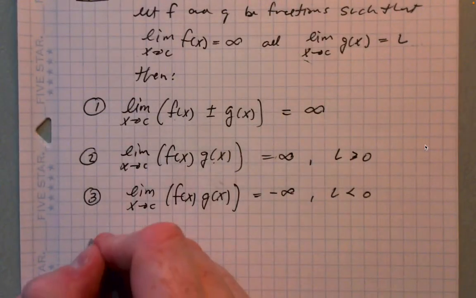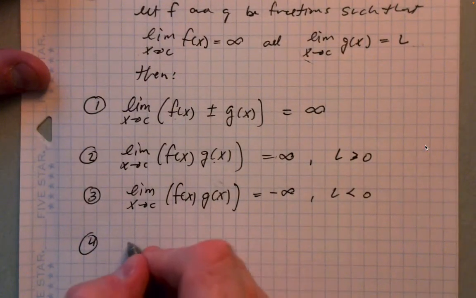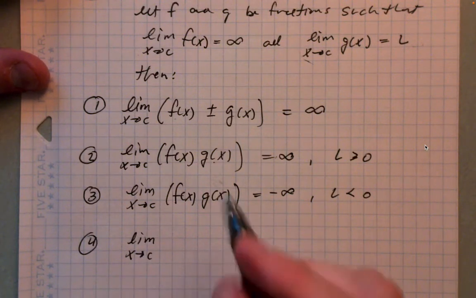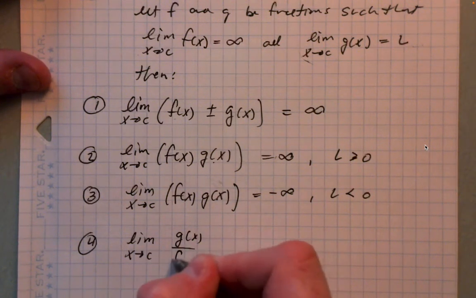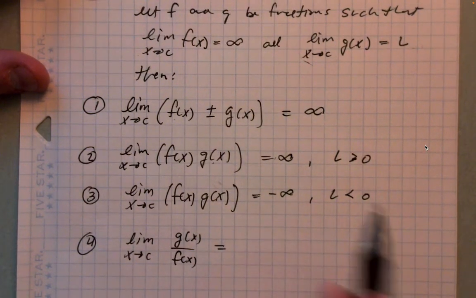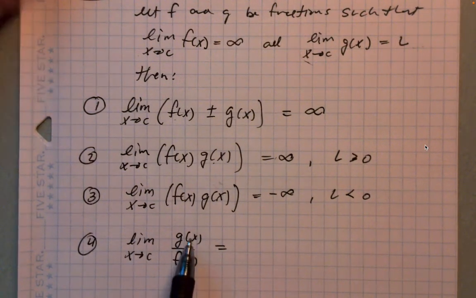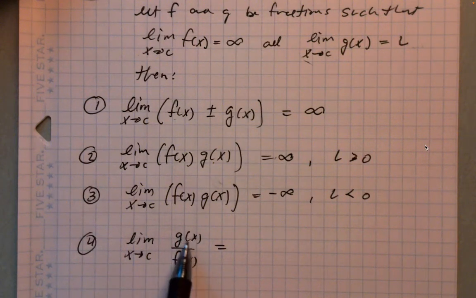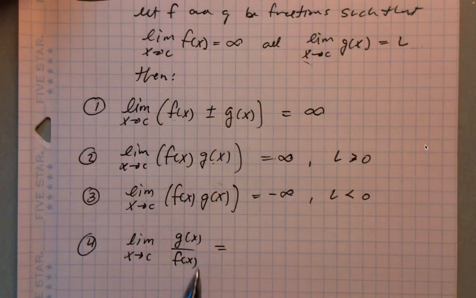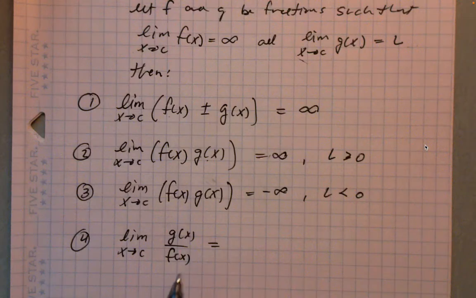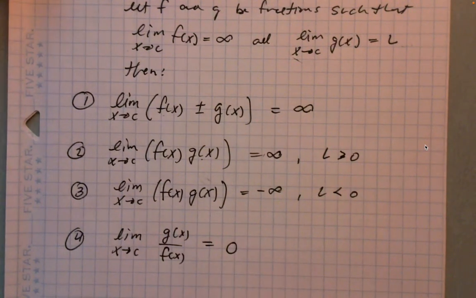And then the final thing here, the limit as x approaches c of g of x over f of x. What happens there? So g is approaching a finite real number. The limit of f is positive infinity. So if I take a finite real number and I divide it by something infinite, what happens? Well, you get a vanishingly small number, right? So technically this will go to 0.